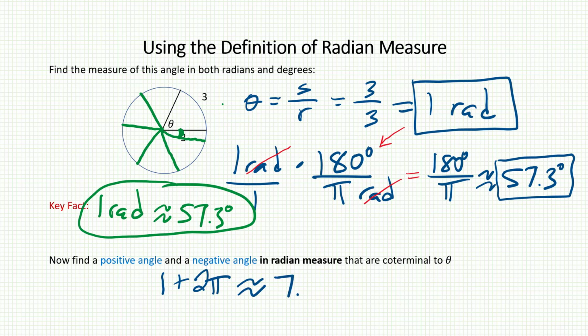with 7.28 radians. I can write radians, I don't have to. If I want to find a negative coterminal angle, just subtract 2 pi. Again, you can type that in one step in your calculator using the pi button. You're going to end up with about negative 5.28 radians. If I wanted more, I could just keep adding 2 pi or subtracting 2 pi as needed.